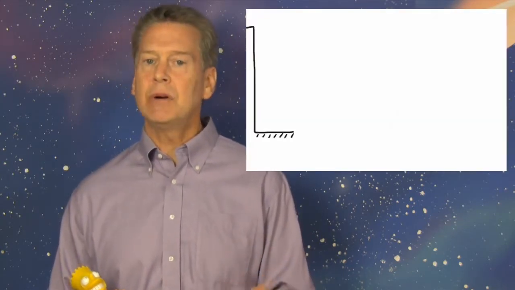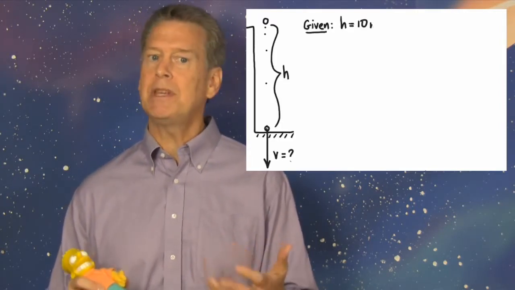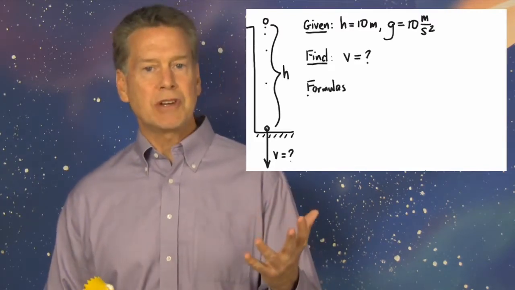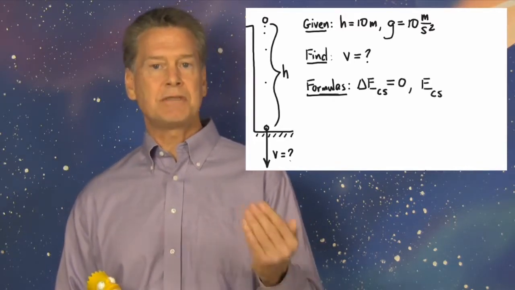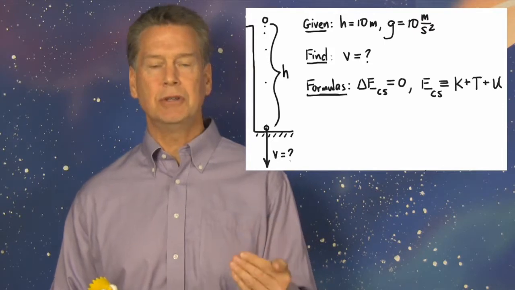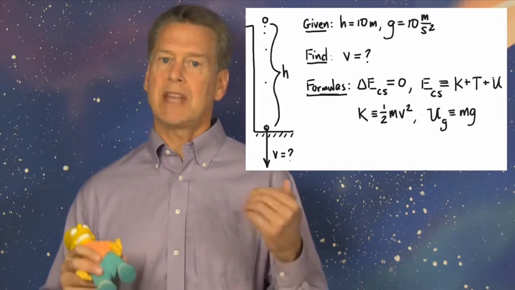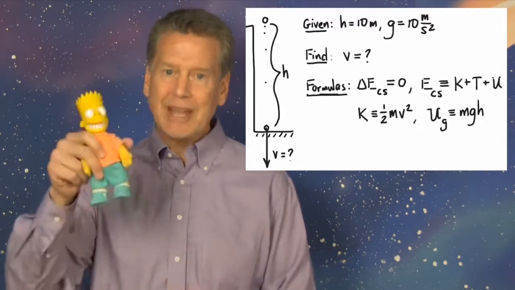This tip works because speed appears so clearly in the kinetic energy formula. So if a problem involves the energy of motion, as this one does, the easiest approach to finding speed will probably be energy conservation. Here goes. Our formulas are first delta E sub CS equals 0, where E sub CS is defined as K plus T plus U. K is defined as 1/2 mv squared, and U sub G is mgh. The closed system here consists of Bart and the Earth.